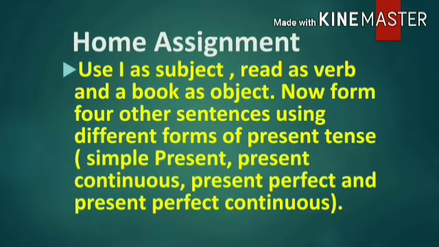I think all of you have understood the present tense. This is your home assignment. Write the answer in my comment box. So, what do you have to do? Use I as subject, read as verb, and a book as object, and form 4 other sentences using different forms of present tense. Simple present tense, one example by using I as subject, read as verb, and a book as object. Present perfect continuous, like that, one example, then present continuous and present perfect.